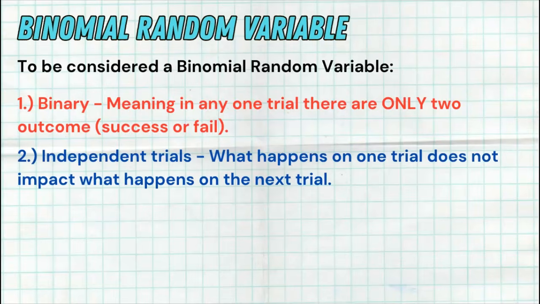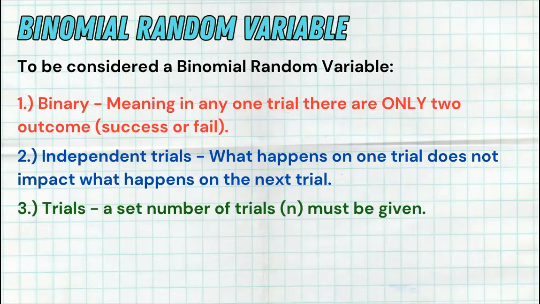The second thing is that those trials have to be independent. There could be no conditional probabilities here. Well, if this happens, then that happens. But if this happens, then this goes down. No, none of that. It has to be independent trials, which means what happens on one trial, success or fail, has no bearing on the next, changing it or making it higher or lower.